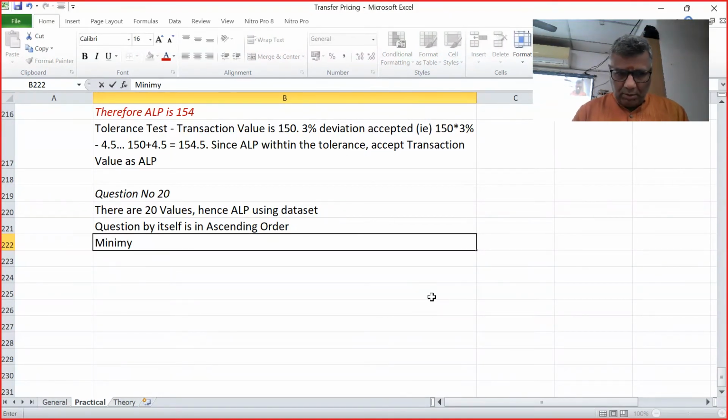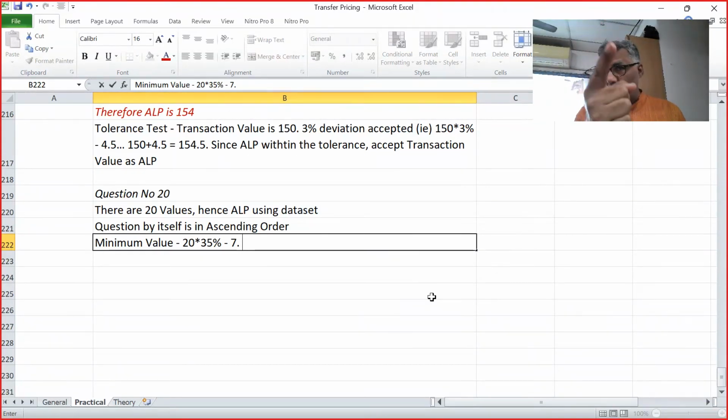Minimum value, 20 into 35%. 20 into 35%, 7. Please wait, there is a lot to understand.